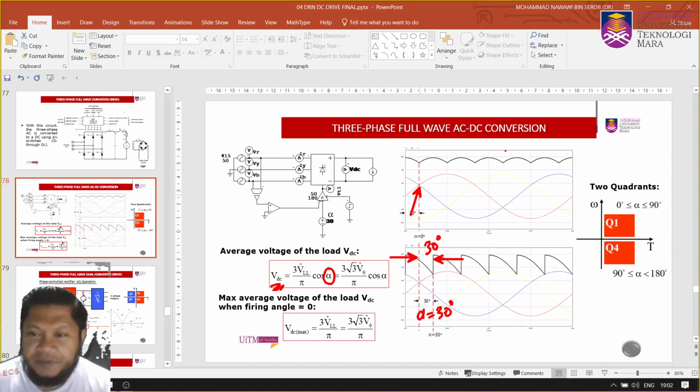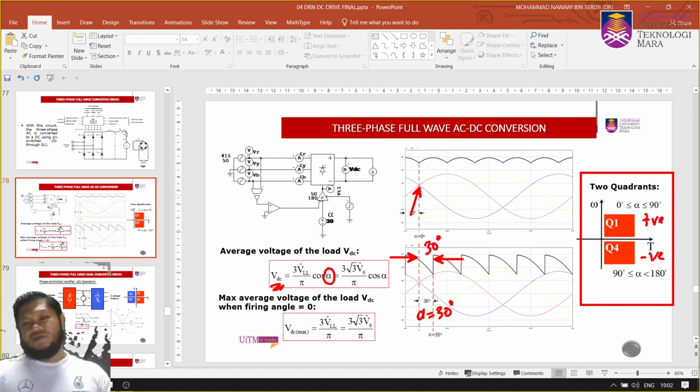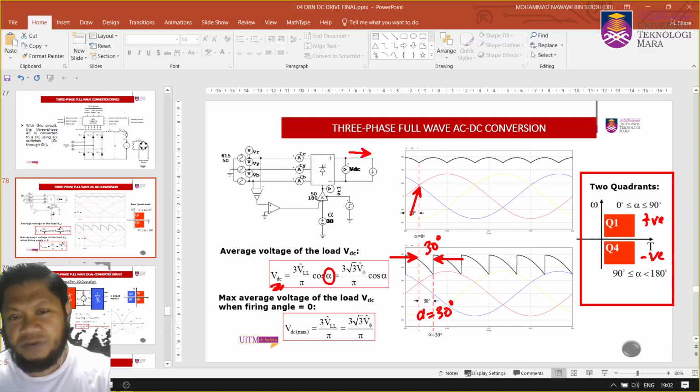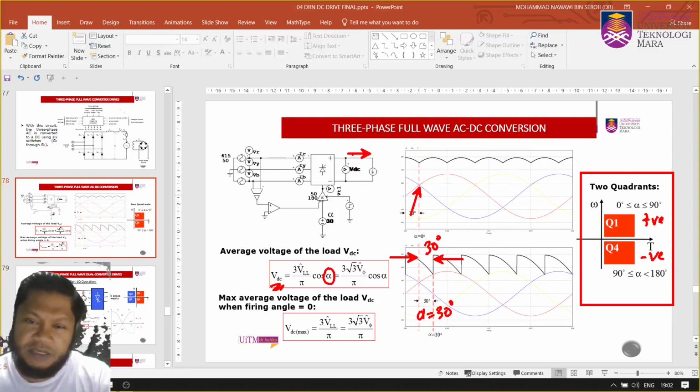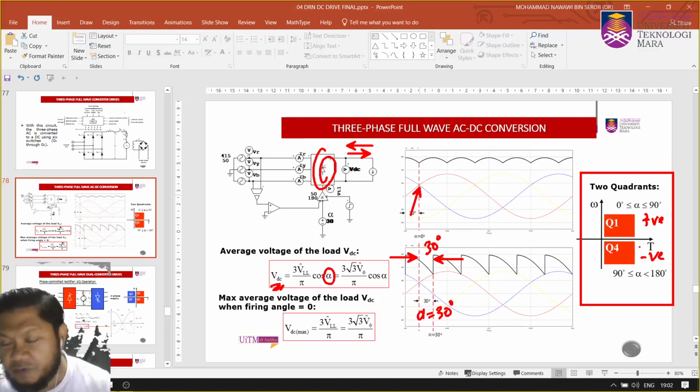Again, I think I have shown you just now, you have two quadrant operation whereby you can have positive voltage output and you can also have negative output voltage there. So Q1, Q4, and your current always operates in that direction. It cannot operate in the opposite direction, isn't it? Your thyristor will not operate if you have current flow in that direction. It will not be triggered if you have current flow in that direction. So that's why you have a positive current here.